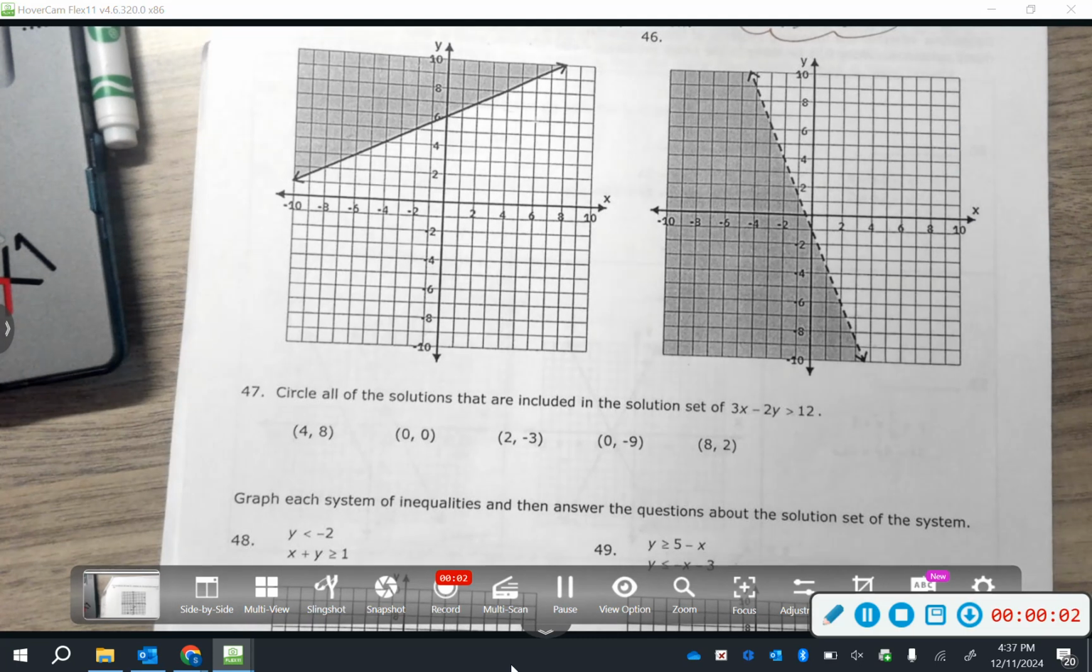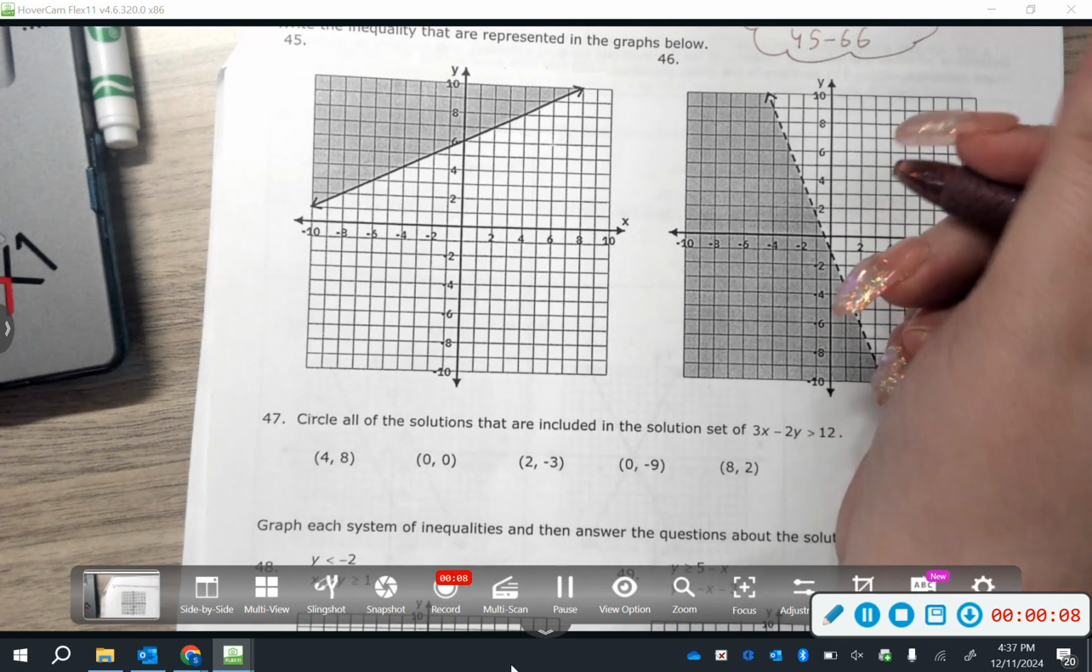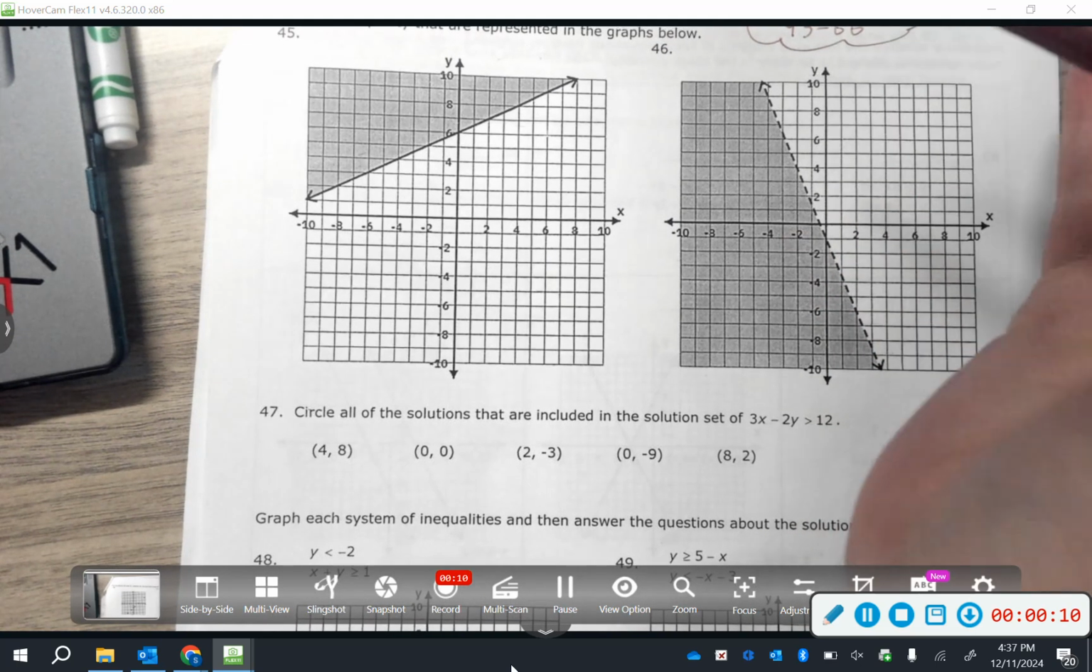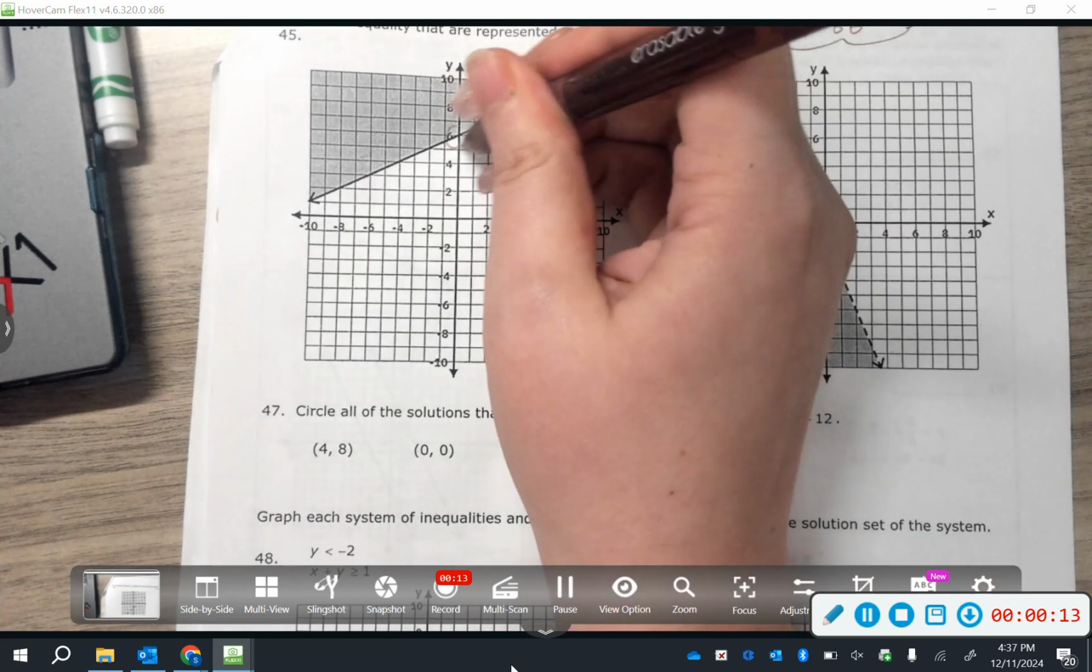All right, here we go with the next page. It says, write the inequalities that are represented in the graphs below. So we have multiple different ways we can do this. If we wanted to do it by hand, we would have to look at our y-intercept, which is 6.